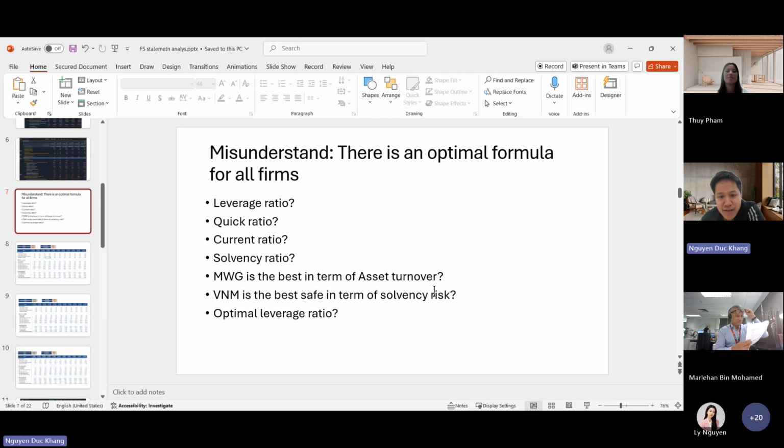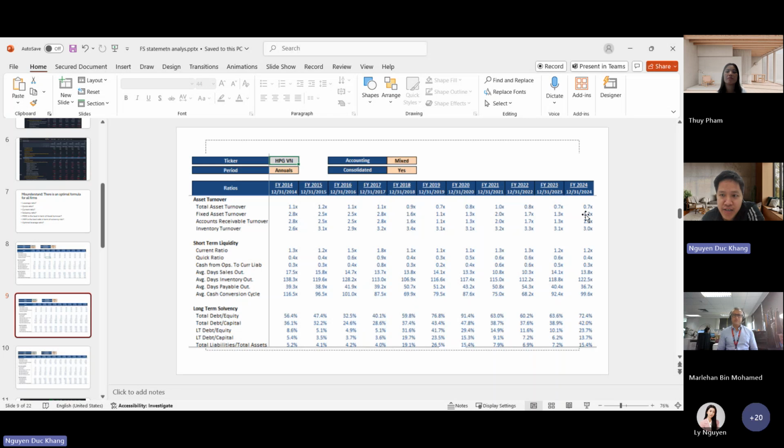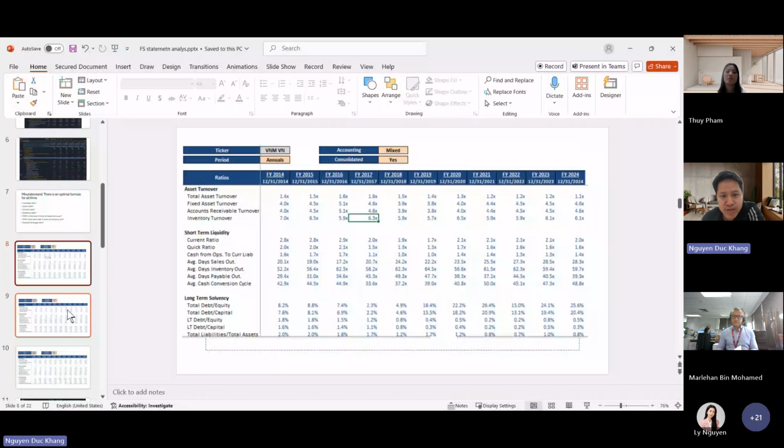Another thing is asset turnover. The more asset turnover, the more efficient the company is operating, in theory. We can see that Vinamilk has an asset turnover of 1.1, at the top right here. HPG is just 0.7, but Mobile World has 2.1. Very impressive.